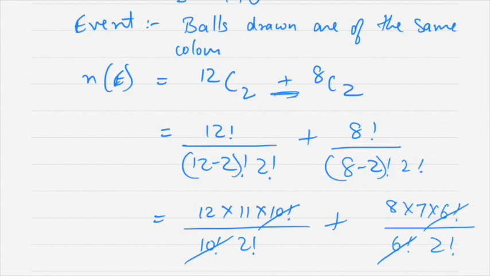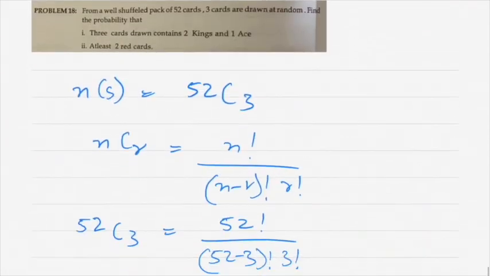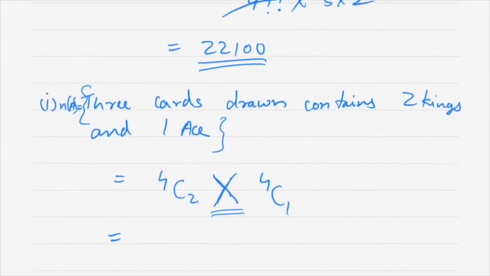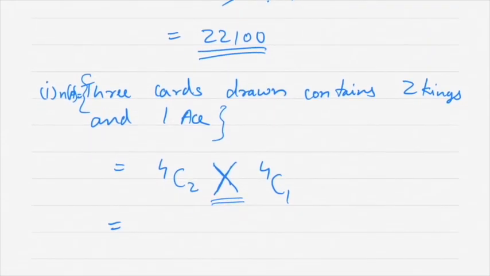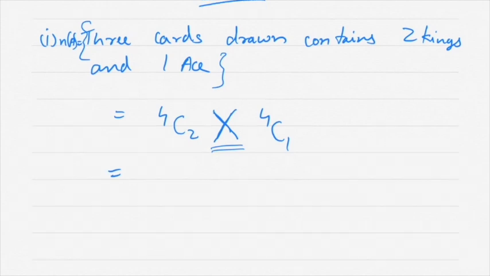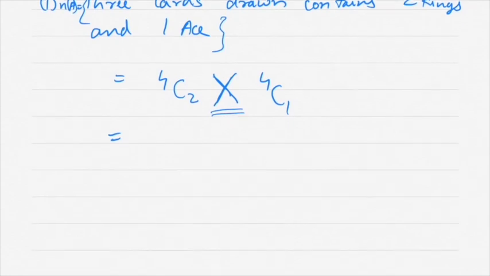Why were we adding? Because only 2 balls were getting selected, either red color or white color or whatever the color was. Both the colors were not getting selected. So that's why there was a plus. And here you are multiplying. In this question you are multiplying. Why? Because you are selecting 3 cards. So whenever you are selecting 2 kings and an ace, then you will multiply. Okay.